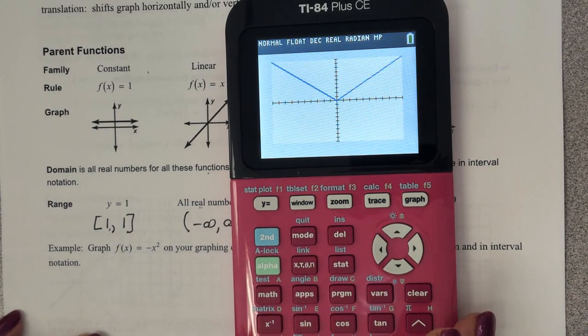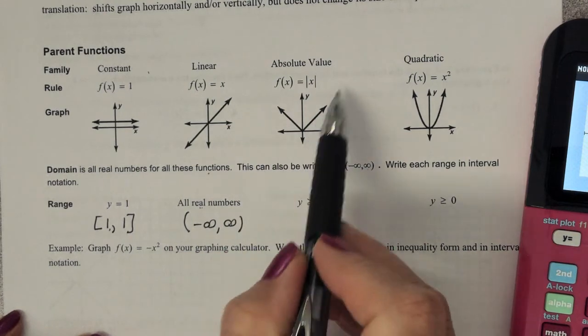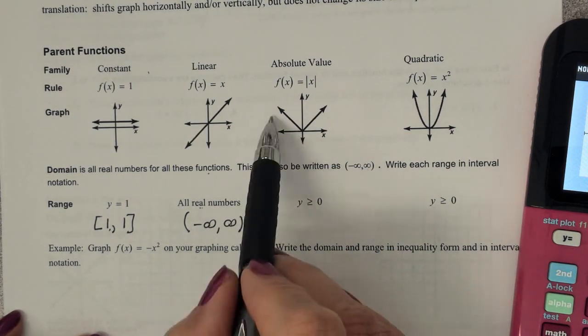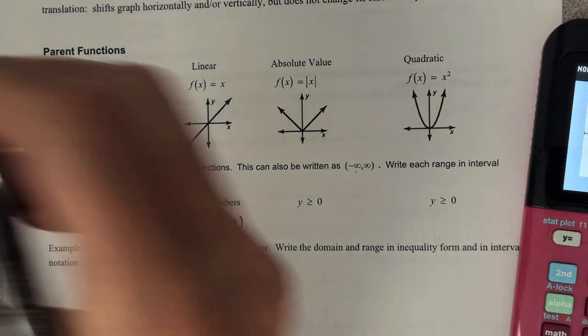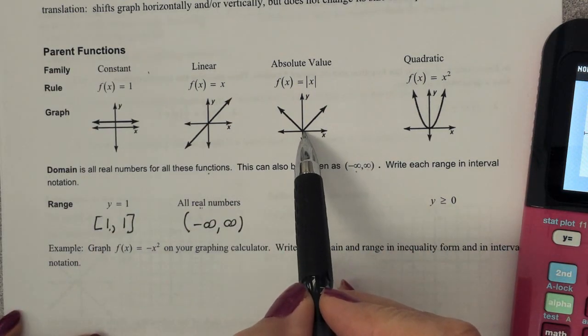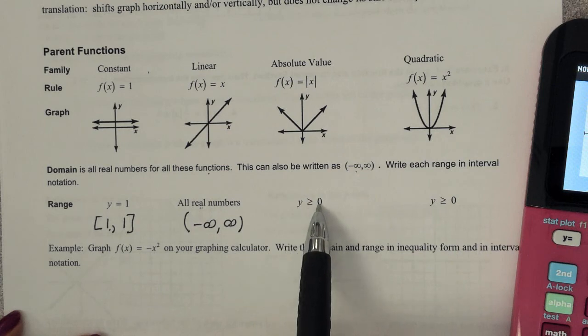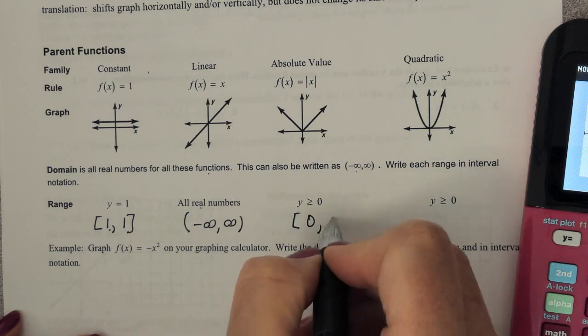And we need to know that shape. That shape's just going to be this V shape. So we get this V shape anytime we have an absolute value function. The domain, again, we can use anything for x. It's all real numbers, negative infinity to infinity. The range, though, the lowest value that I can use here is 0. So y values are greater than or equal to 0. In interval notation, this would be bracket 0 to infinity.